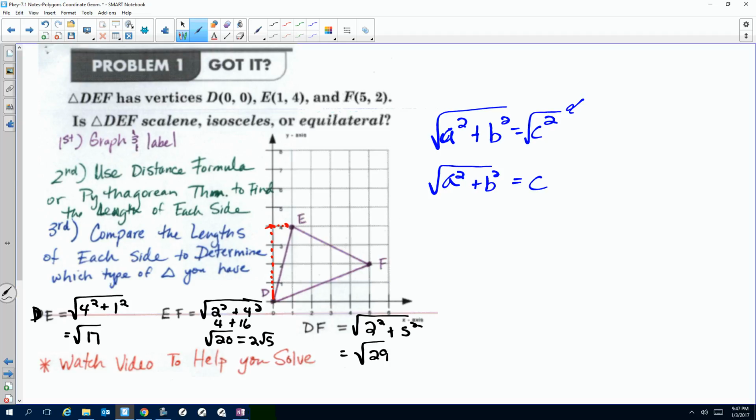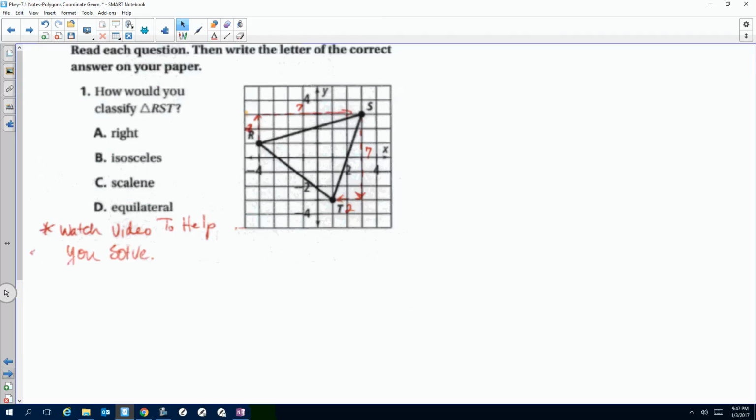So physically, I'm just going to write down our calculations. Square root of 17 is not the same thing as the square root of 20, which is not the same thing as the square root of 29. Since all of these are not the same, we should have seen that this was scaling. Okay, this is scaling.